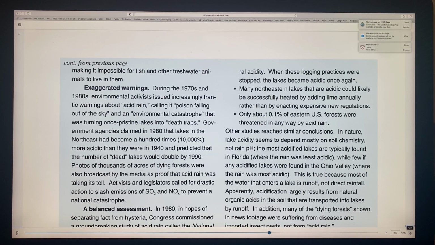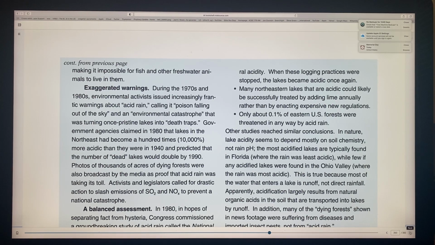And so the government agency basically then claimed at that time that the lakes were 10,000% more acidic than in 1940. Where did they get that? Government agency claimed in 1980 that the lakes had become 10,000% more acidic and predicted the number of dead lakes would double by 1990.